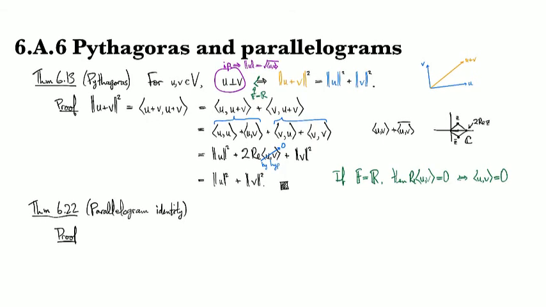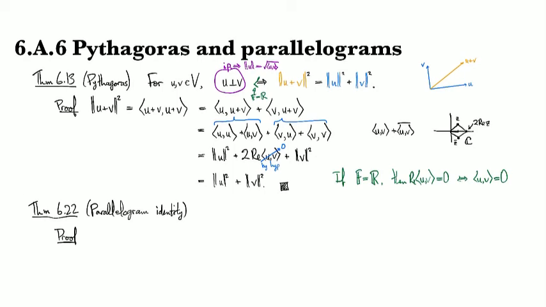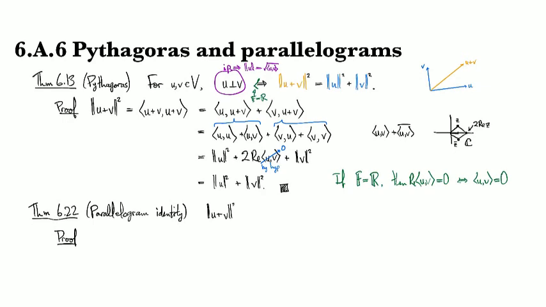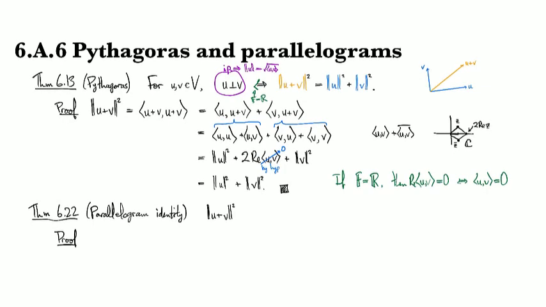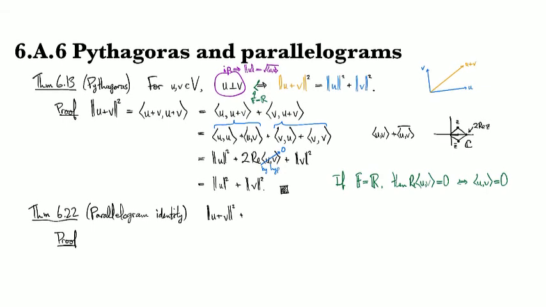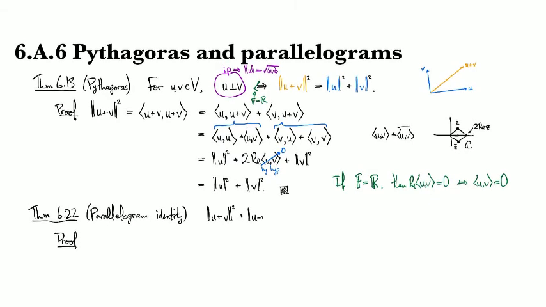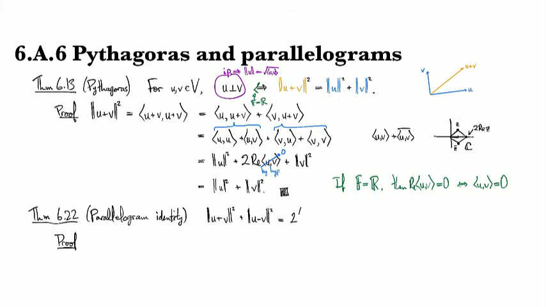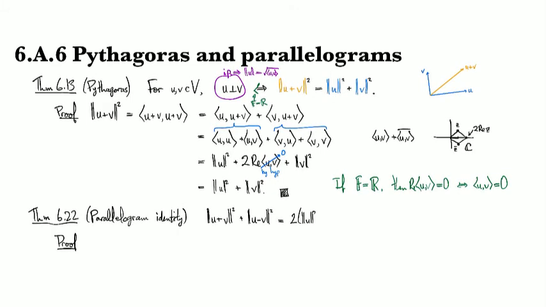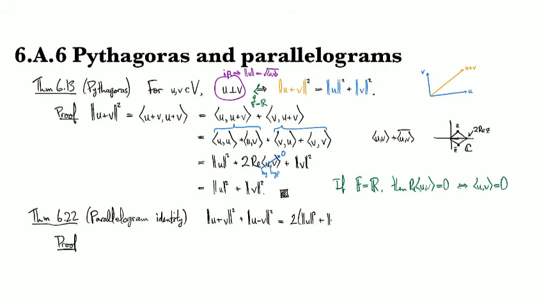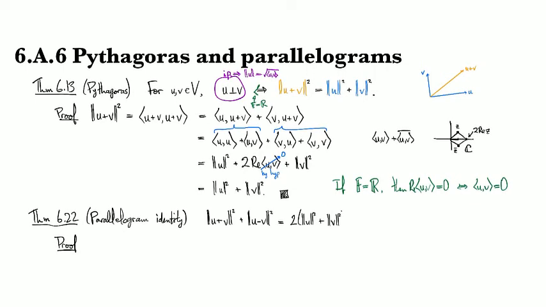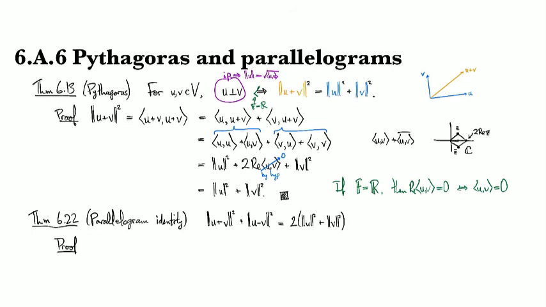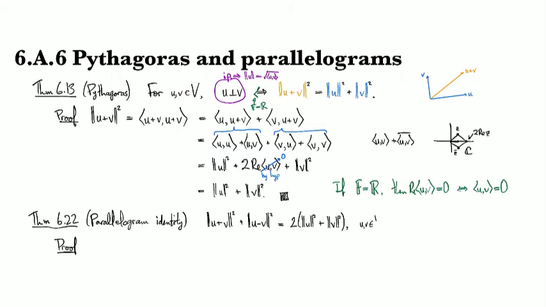I should state it before I prove it. So it says that if we look at the magnitude of the sum of two vectors, and we add this to the difference, then we get 2 times the sum of the squares of the components. And so this is for any u and v.